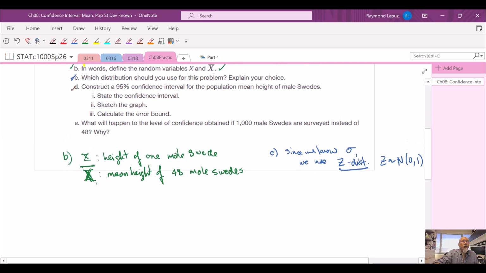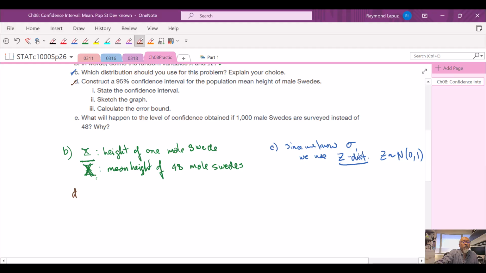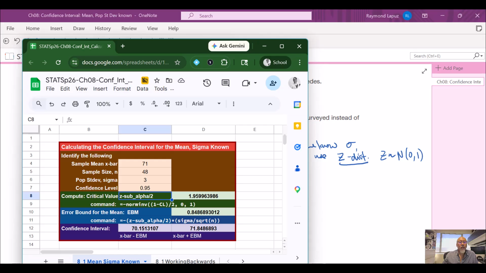So for part D here, Z sub alpha over 2 is going to be 1.96. That's one of those standard numbers that you can try to memorize, but it's better to just have it available. Now the EBM is calculated by taking Z sub alpha over 2 and multiplying it by sigma divided by square root of n.